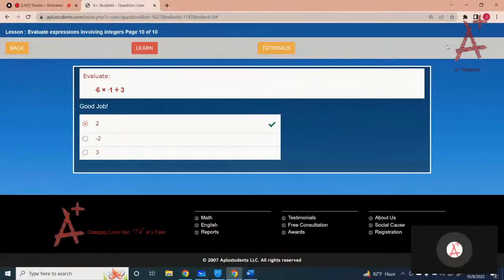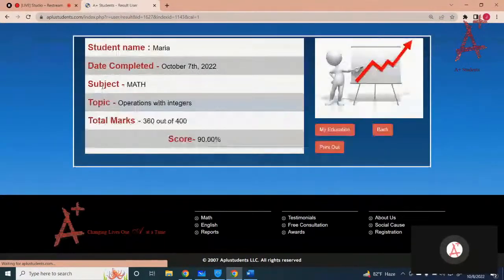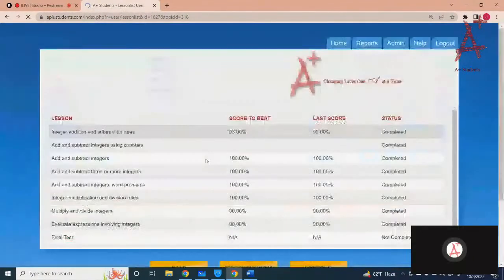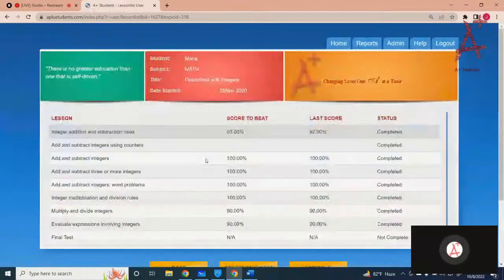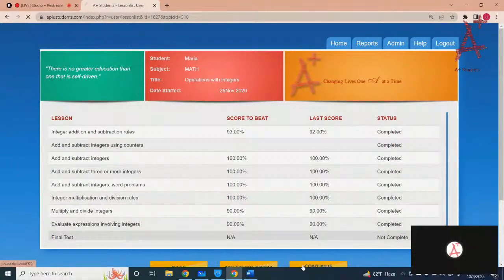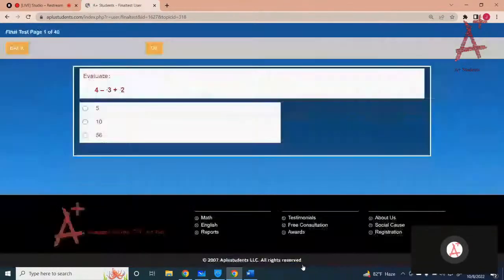So we are done with this topic. Just click to move on to the next topic. If you need more help with the topic, you can contact any tutor on Skype. They are available from Monday to Friday, 5 to 9. Got it? Also, you can find the lessons on aplusstudents.com. You have to log in there using your email address and password. Then select math from the subject tab. Scroll down to grade 8 maths, and we are working on chapter 3, operations with integers. Got it?